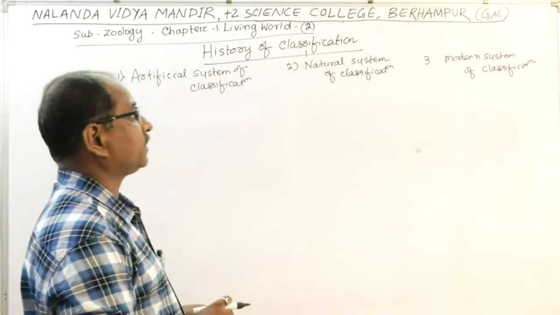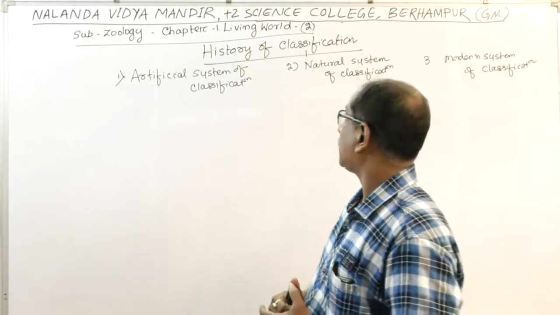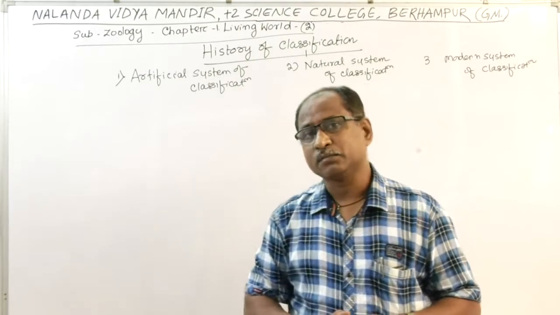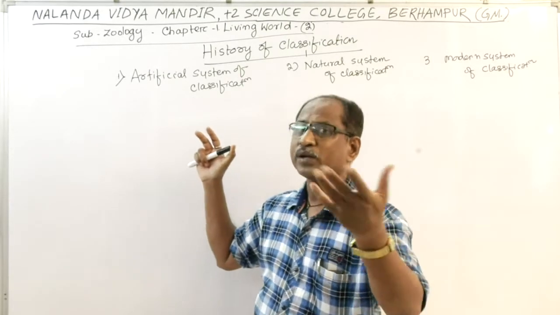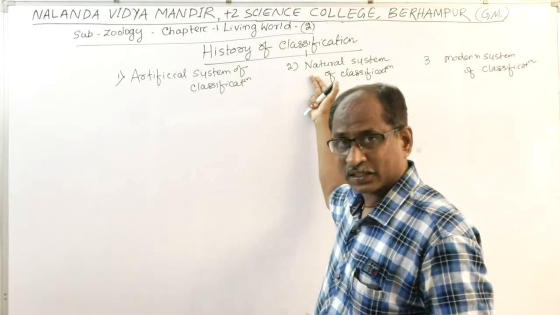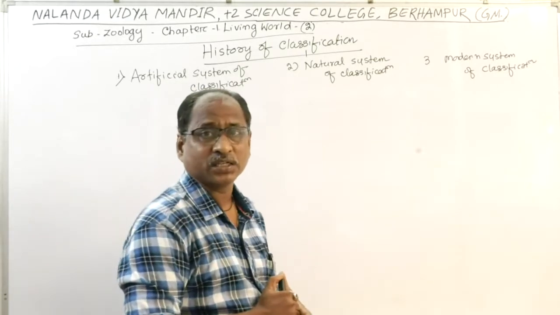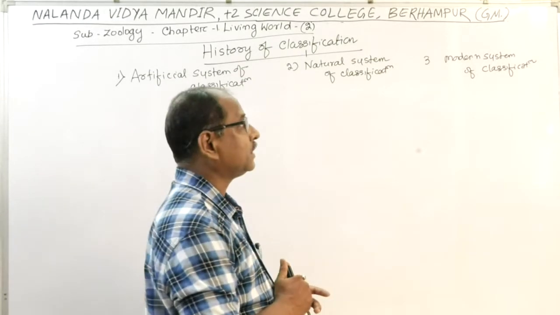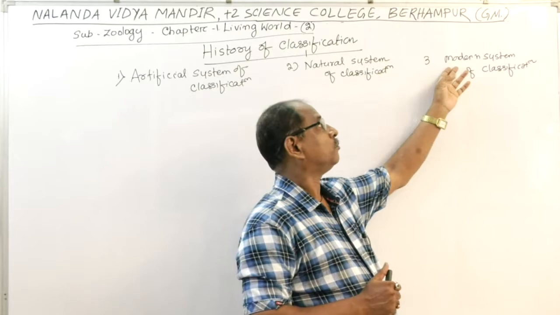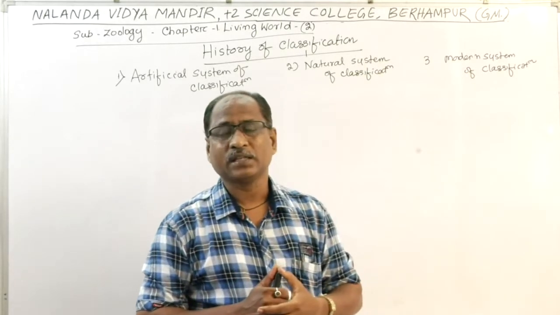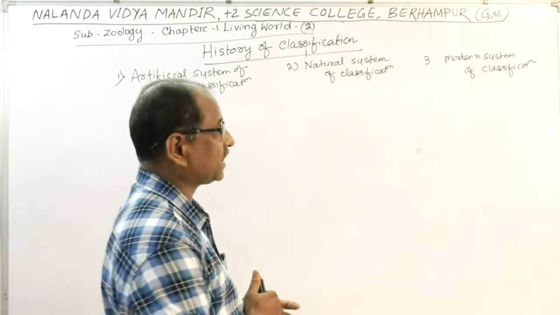There are three different types of classification: artificial, natural, and modern system of classification. The first classification is artificial. A little bit modified form is the natural system, and the expansion of the natural system of classification is the modern system of classification.